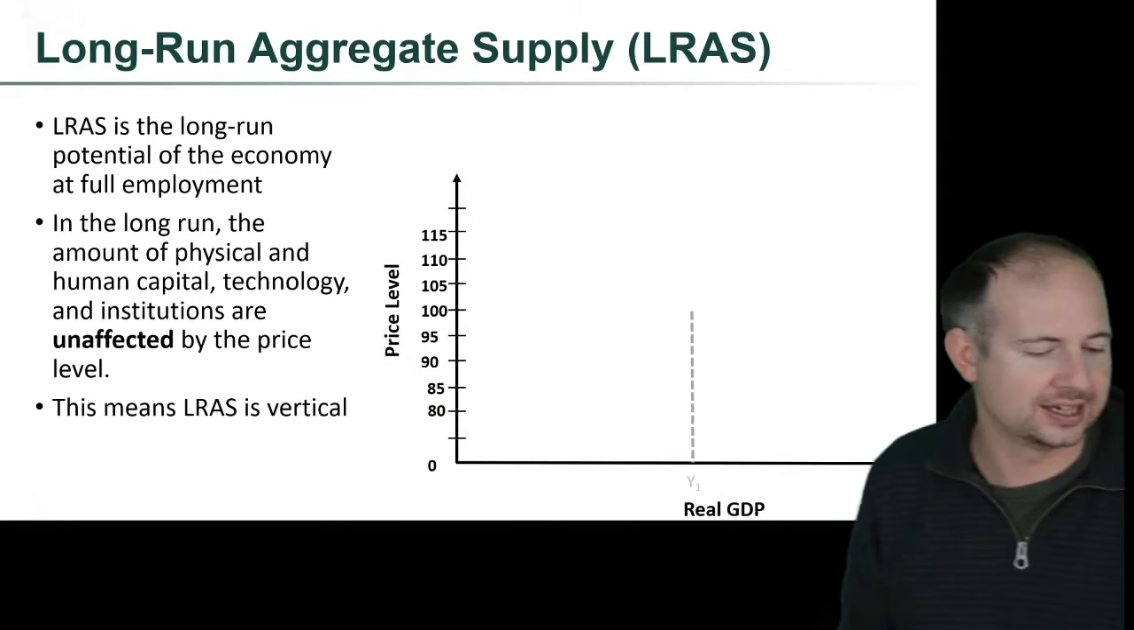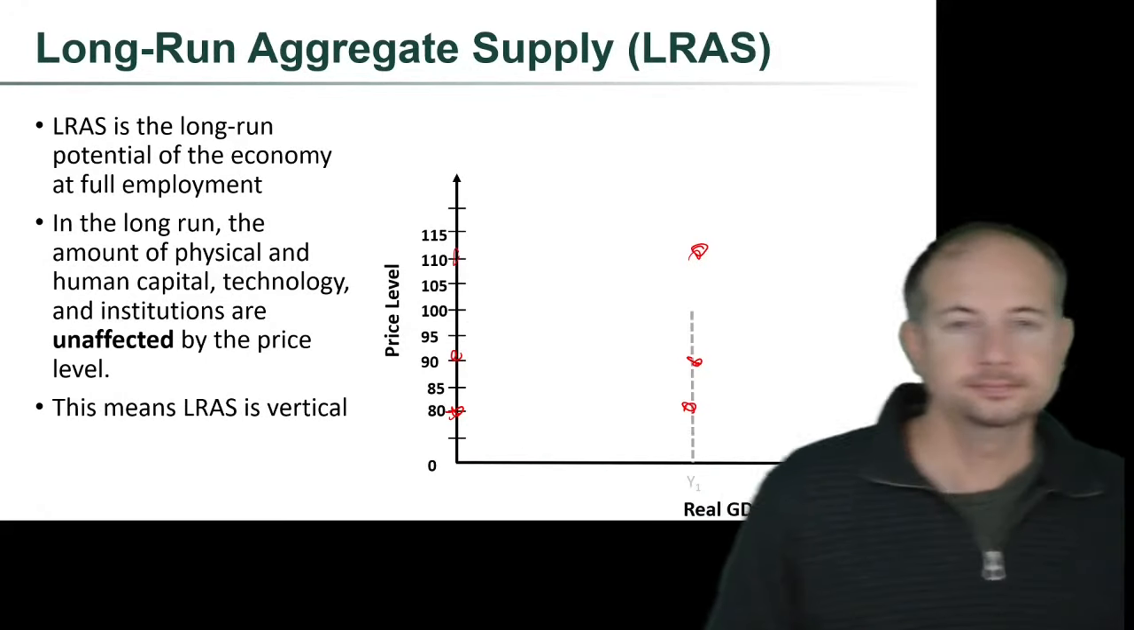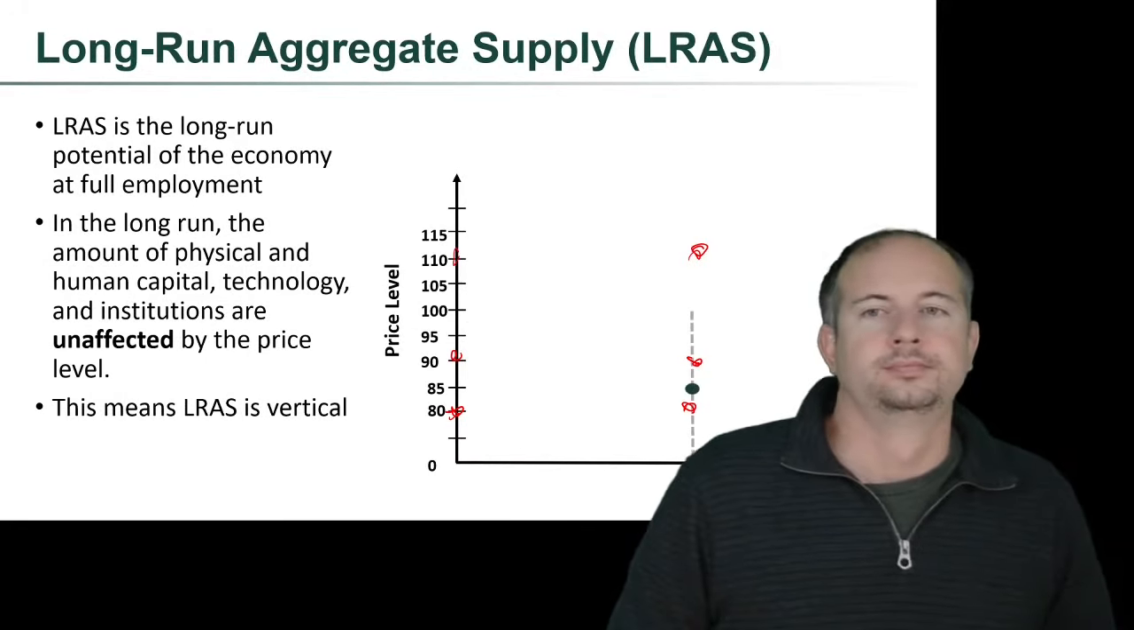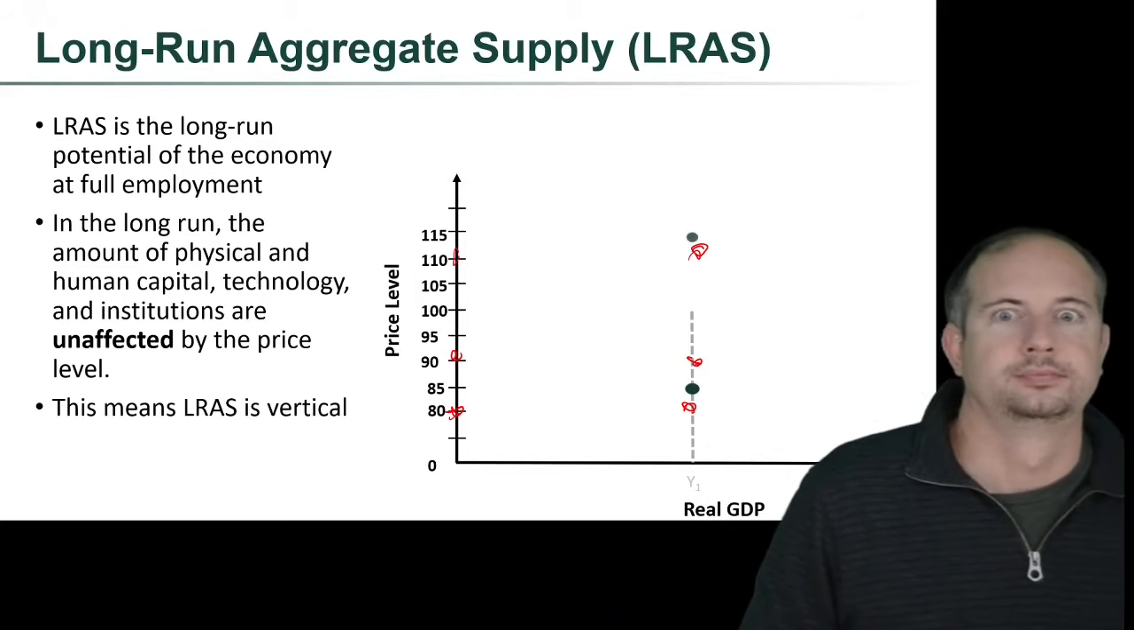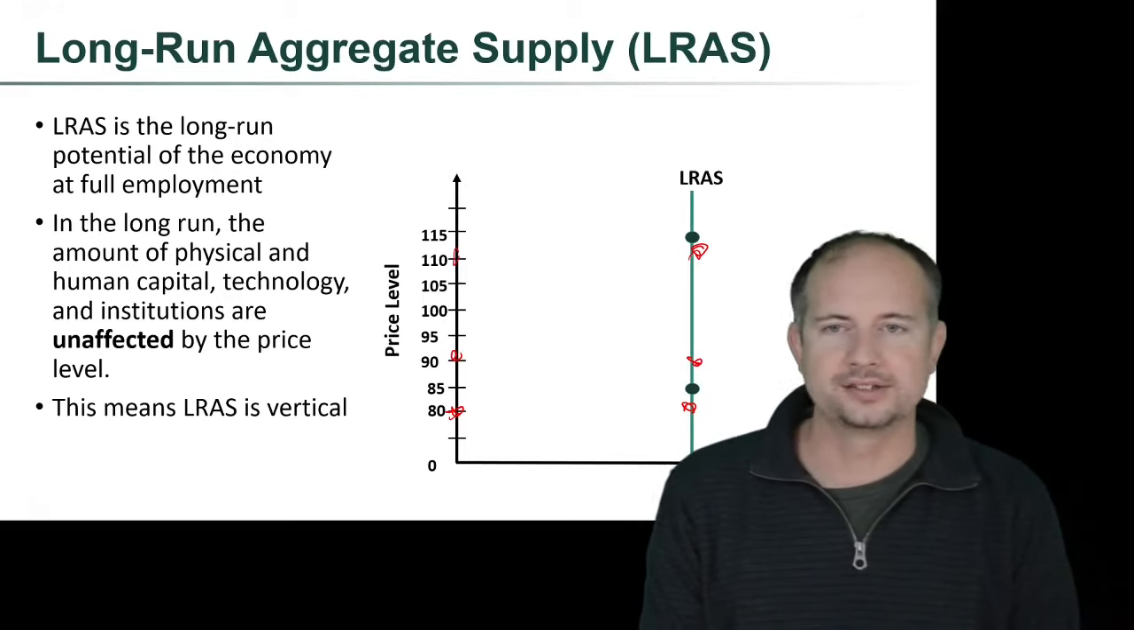So what that means is whether the price level is 80 or 90 or 110, the amount that our economy is able to produce in the long run is going to be the same. So our long run aggregate supply is a vertical line.